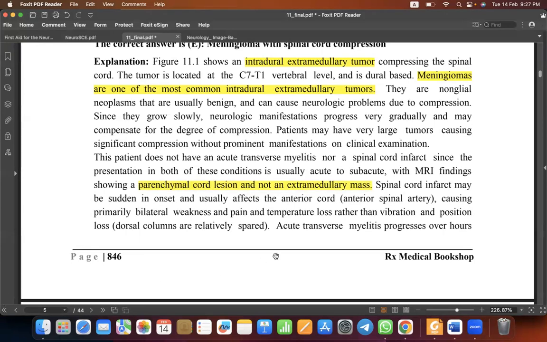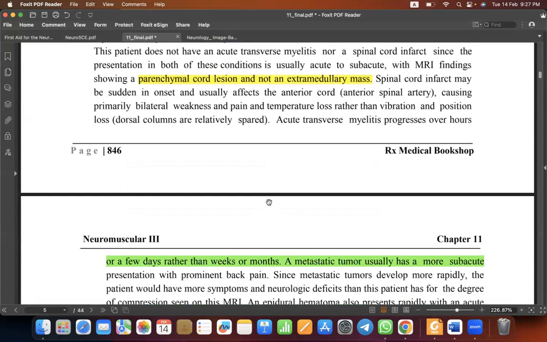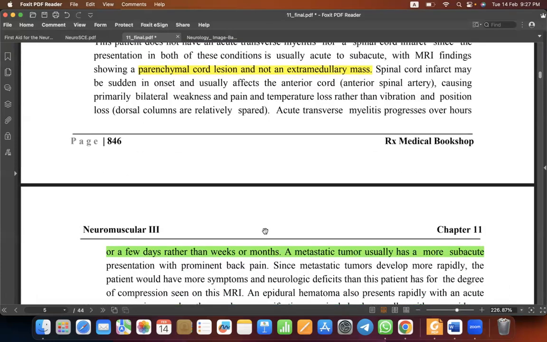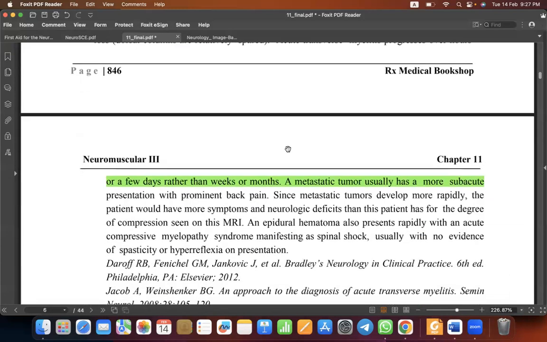Okay, so acute transverse myelitis progresses over hours, a few days, or a few months. So very important, it will involve a few days to a few months. The most important thing, acute transverse myelitis will tend to progress within a few days. The metastatic tumor will be a subacute presentation. There could be back pain, and it is more rapidly developing compared to this scenario.